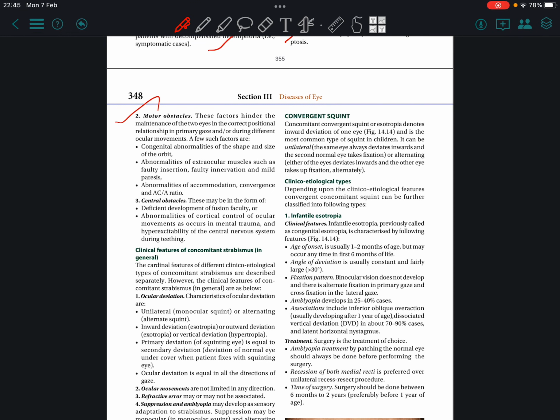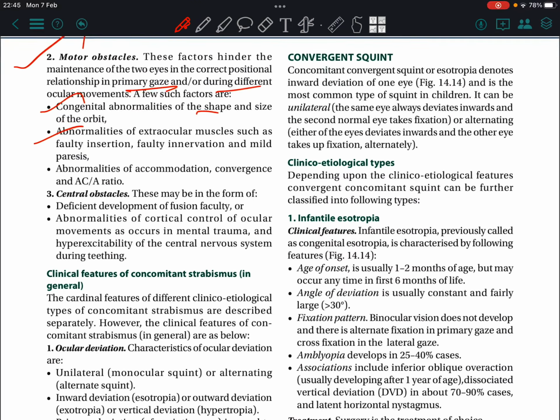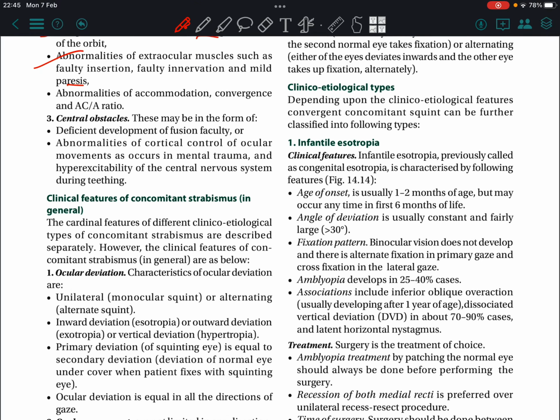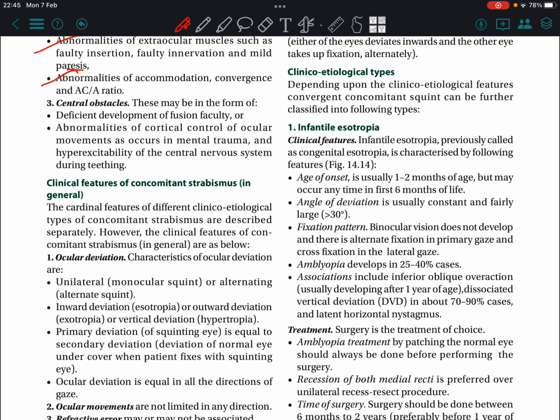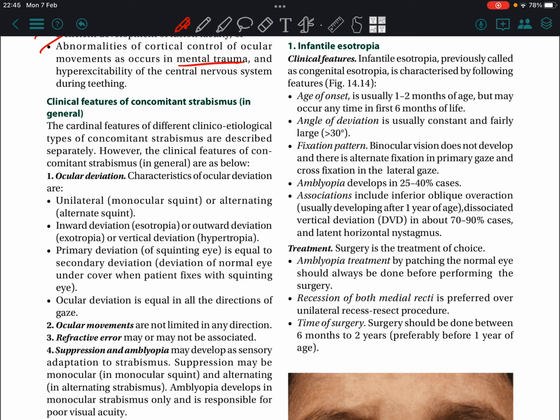Motor obstacles. These factors hinder the movements of the two eyes in the correct position, in primary gaze and during ocular movements. A few such factors are congenital abnormalities of shape and size of the orbit, abnormalities of extraocular muscles such as faulty insertion, faulty innervation, mild paralysis, abnormalities of accommodation, convergence and AC ratio. Central obstacles. These may be in the form of deficient development of fusion faculty, abnormalities of cortical control of ocular movements as occur in mental trauma, and hyperexcitability of the central nervous system during teething.